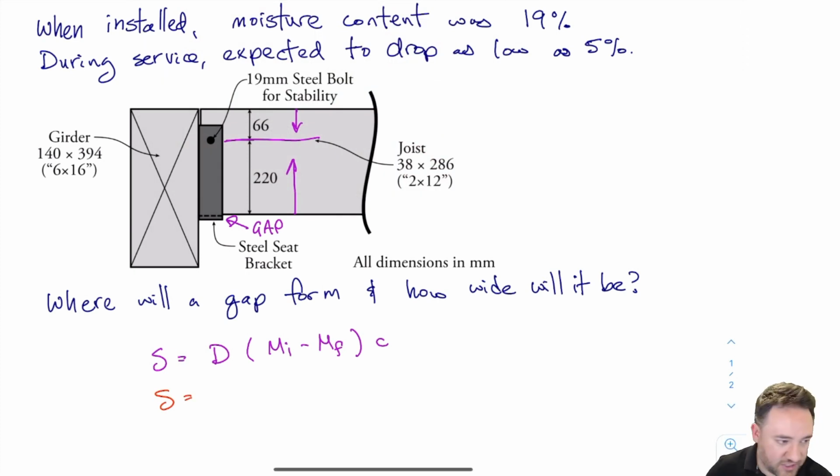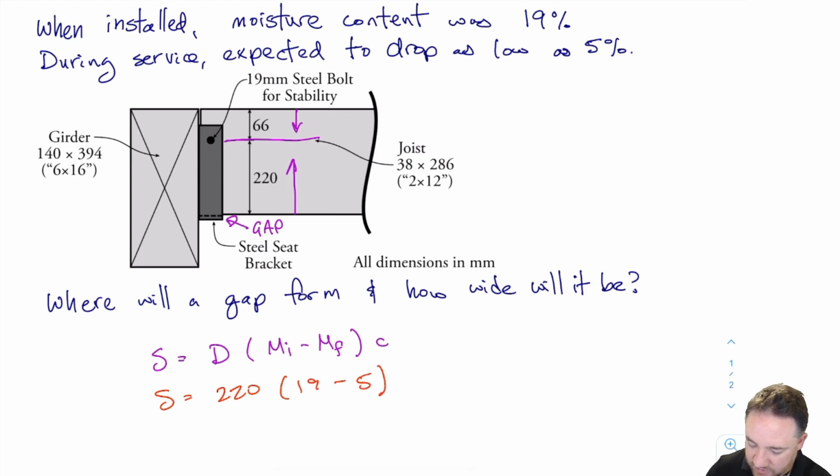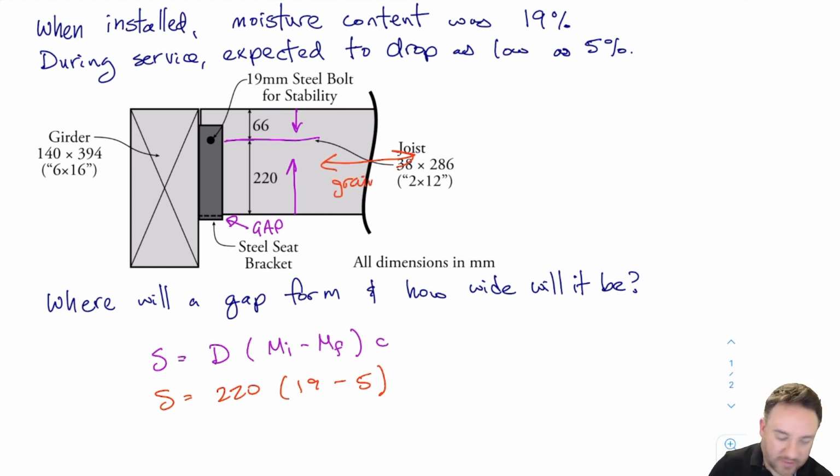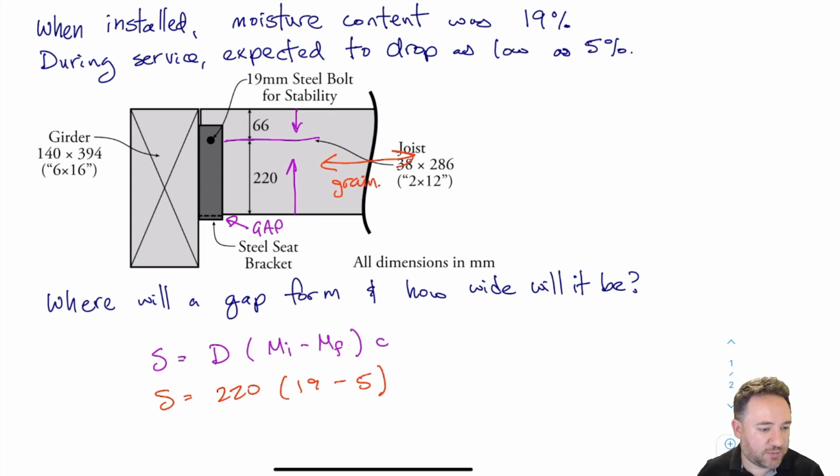So S equals, the dimension that's going to shrink here is 220, because it's going to shrink. The 220 dimension up top is what's going to shrink up to form the gap. MI is 19. MF is 5, because we're going from 19% moisture content to 5% moisture content, but I'll just leave the percents off. And C in this case, because we're talking about shrinkage perpendicular to grain, okay, shrinkage parallel to grain would be this direction. This is the grain direction. Any other direction is perpendicular to that grain direction.